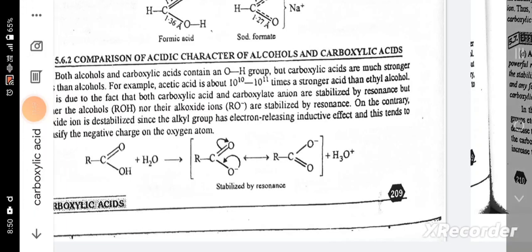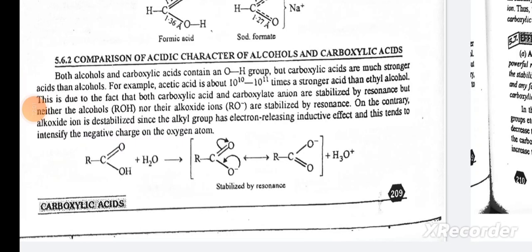This is due to the fact that both carboxylic acid and carboxylate anion are stabilized by resonance, but neither the alcohols nor their alkoxide ions are stabilized by resonance. On the contrary, alkoxide ion is destabilized since the alkyl group has electron releasing inductive effect, and this tends to intensify the negative charge on the oxygen atom. Stabilized by resonance. Look at these structures.